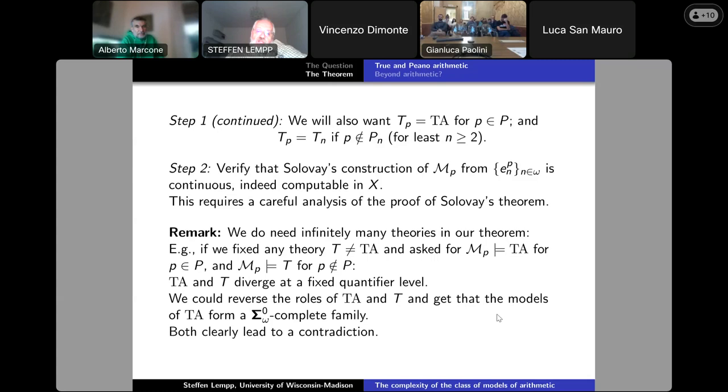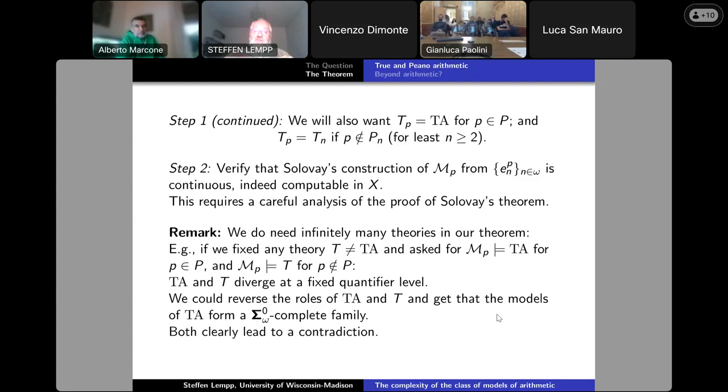A quick remark here, you might wonder, why do we need these theories Tn? Can we just do two theories, so like a theory for yes and a theory for no? Well, actually, that wouldn't work. For example, suppose I have a fixed complete theory T, which is not TA, and we just ask for MP to be a model of TA in one case, and a model of the fixed complete theory T in the other case, then of course TA and T must diverge at some fixed quantifier level, right?